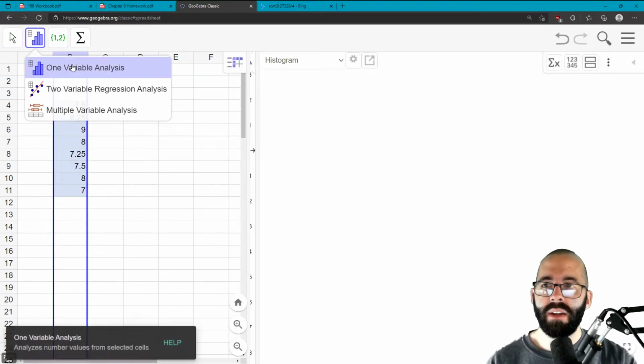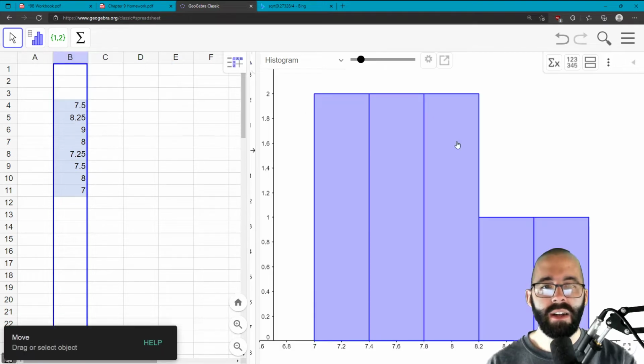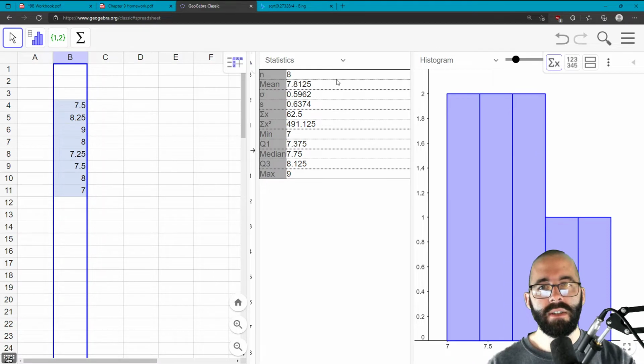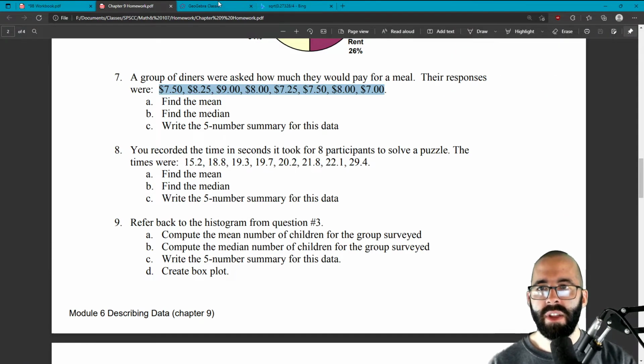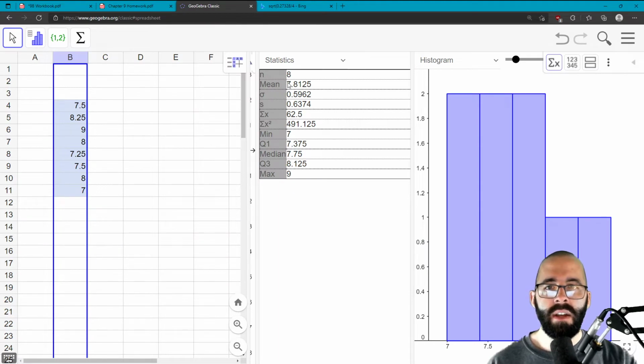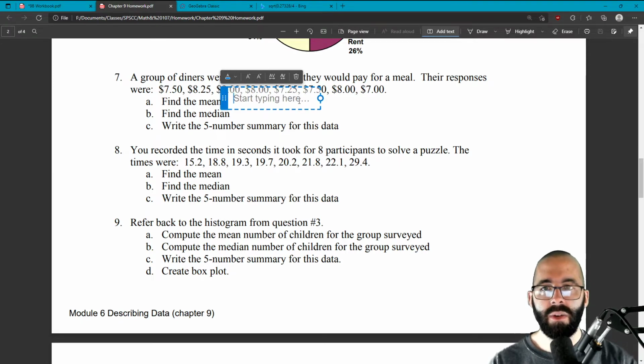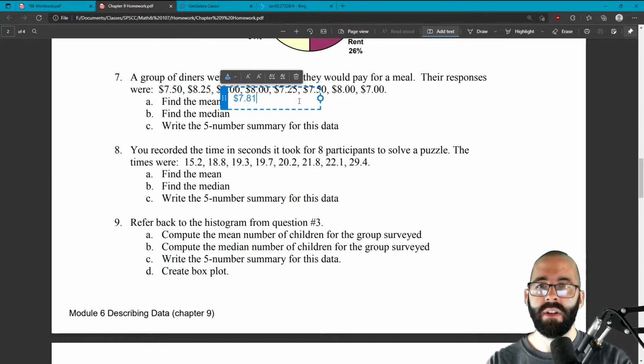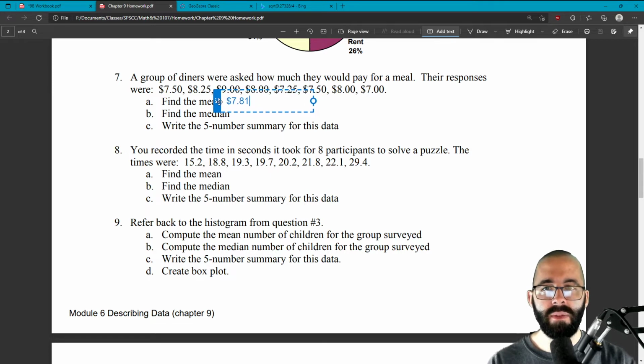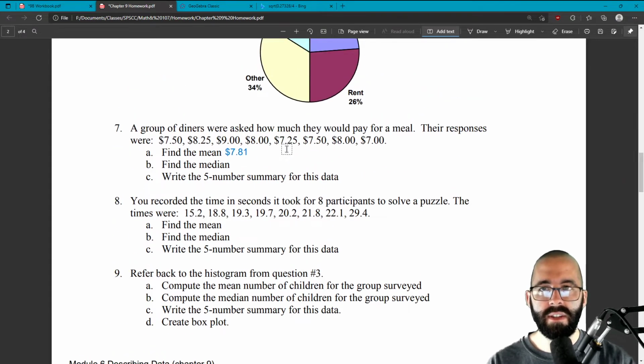So now we're going to make one variable analysis with this new data. It should create our histogram, and we are just going to go over to show statistics and look at this information. So when it says find the mean, we're going to say the mean is $7.81. And we'll write that down, $7.81. These units are important, and we're going to include them. We're going to round like this too, right? Because we're going to round to the dollars and cents.